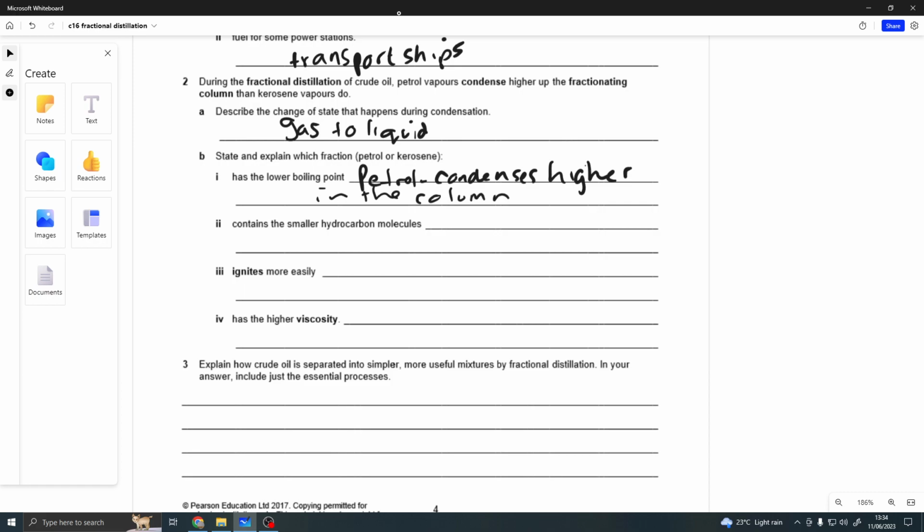Which has the smallest hydrocarbon molecules? Petrol. Because the further up you go, the smaller they get. It travels further up the column. Ignites more easily. Again, petrol.